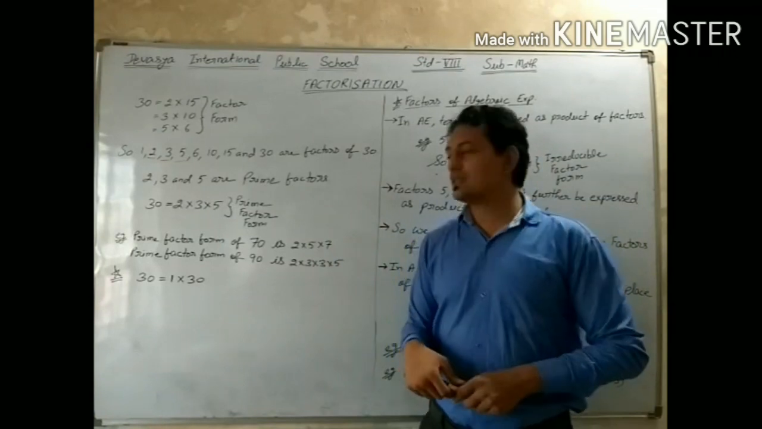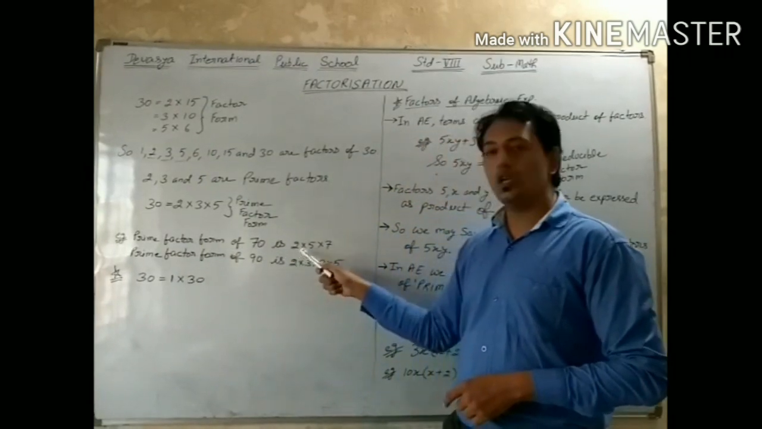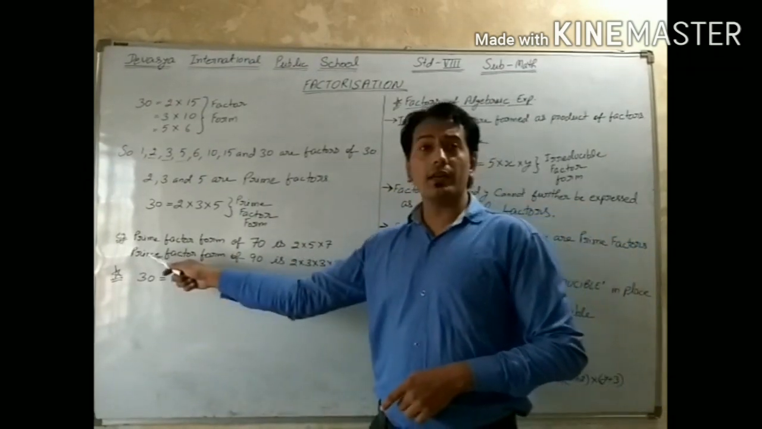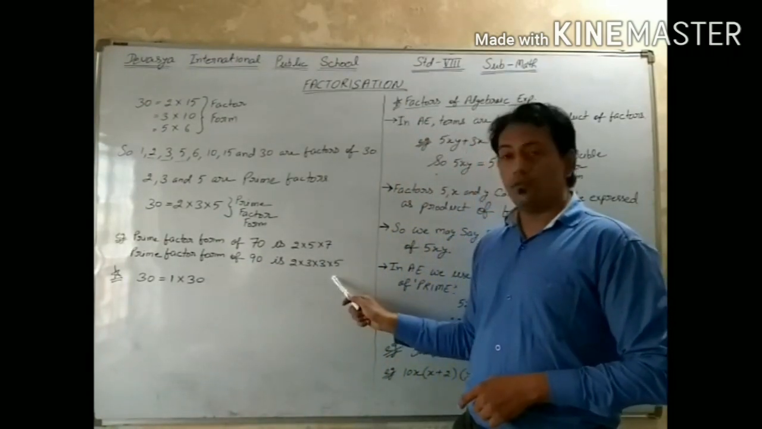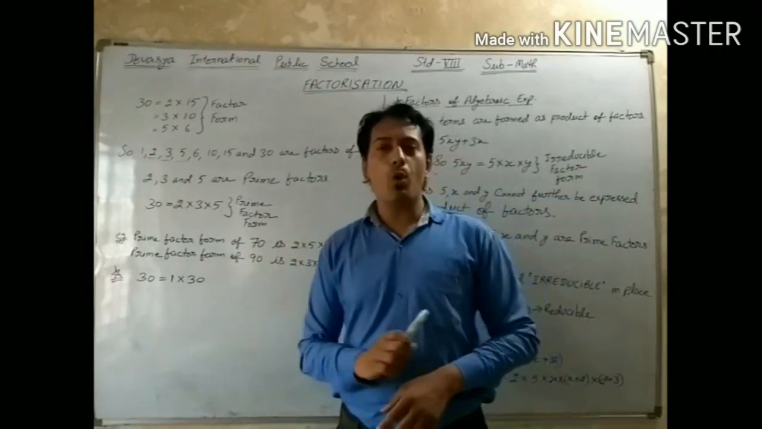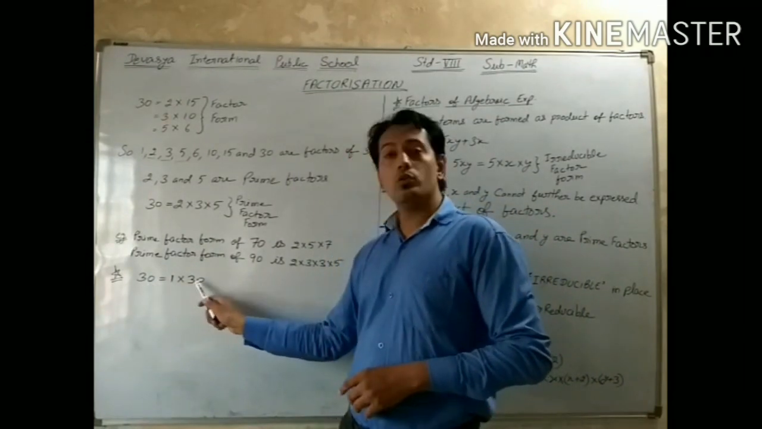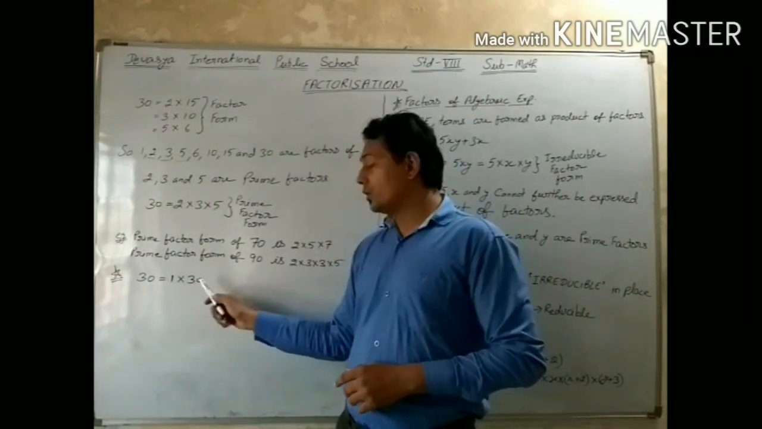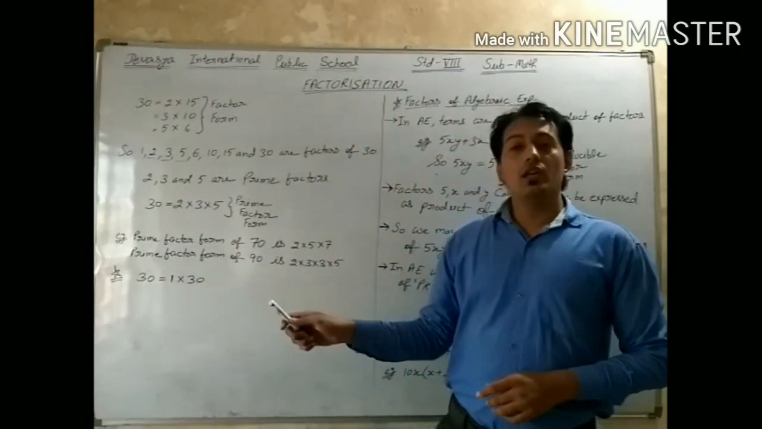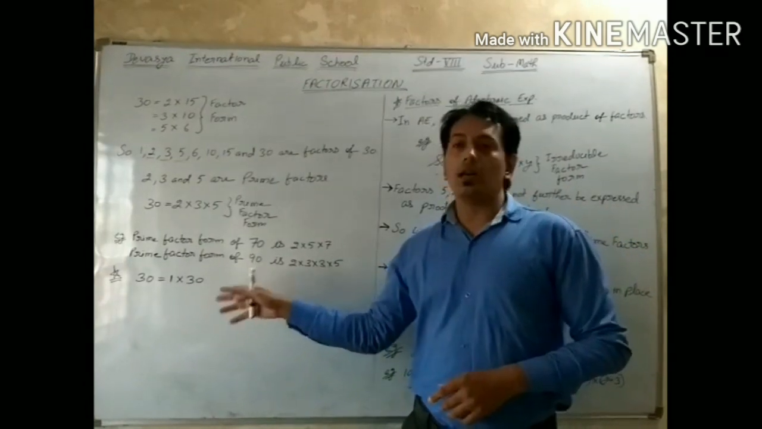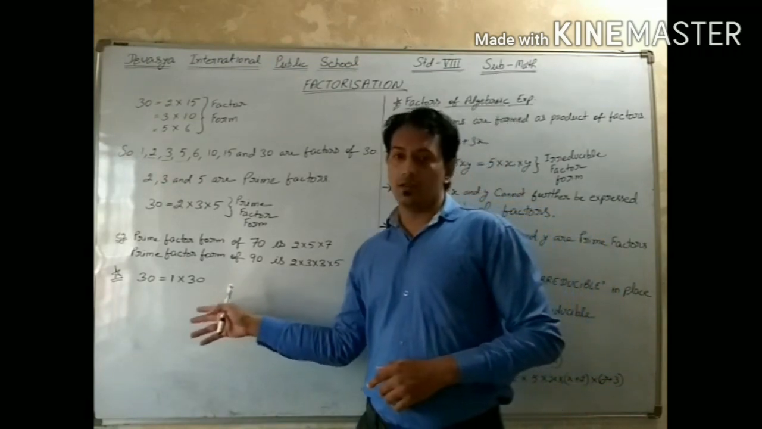We can take some other examples, like 70. We can write the prime factor form of 70 as 2 into 5 into 7. We can also write the prime factor form of 90 as 2 into 3 into 3 into 5, right? Now, one very important thing which I would like you to understand, students, is that we can also write 30 as 1 into 30, because that means 1 and 30 both are factors of the natural number 30, right? But we do not write 1 as a factor unless and until it is specifically required, fine? Otherwise, we do not write 1 as a factor, fine?